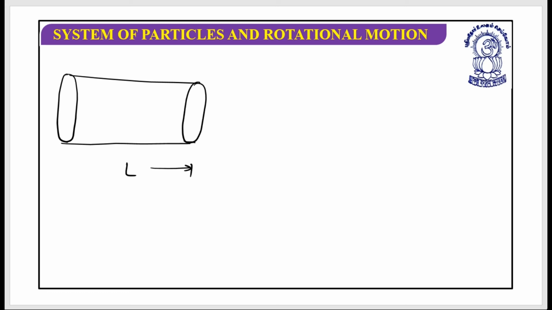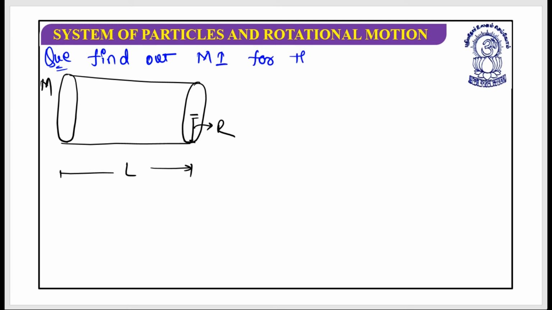This is the length of the cylinder L. This is the radius of the cylinder, and its mass is m. So the question says, find out the moment of inertia for the given system. So let's just find it out first.